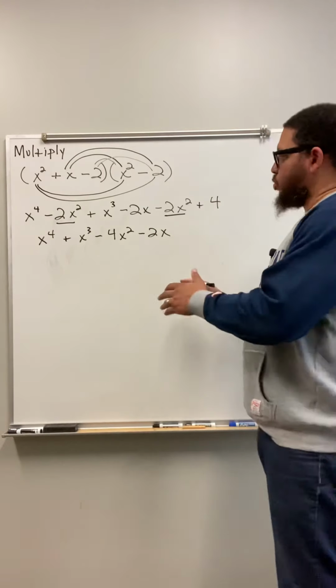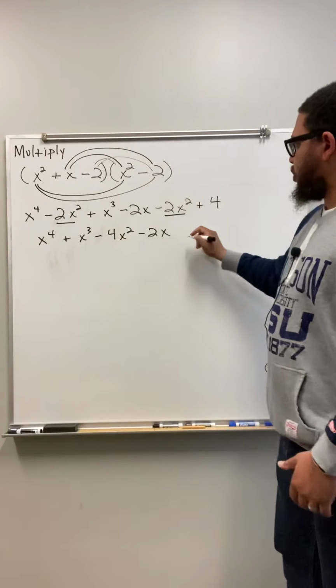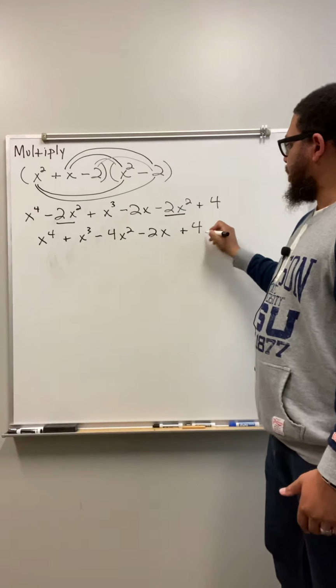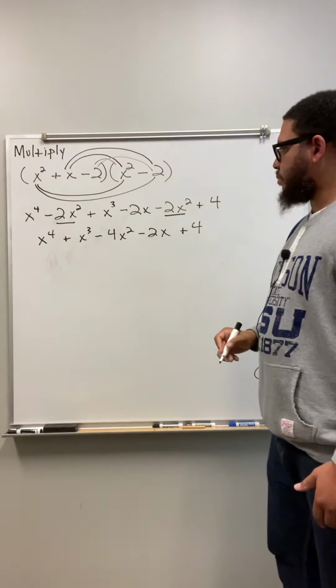And then that deals with all the x's. And then I got to just bring this positive 4 down here, right? So that's what I got. So now my final answer is x to the 4th power plus x to the 3rd power minus 4x squared minus 2x plus 4.